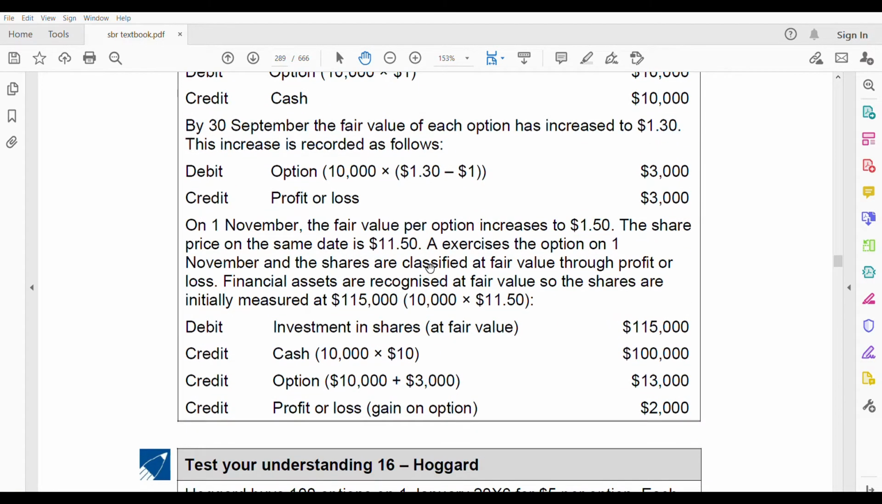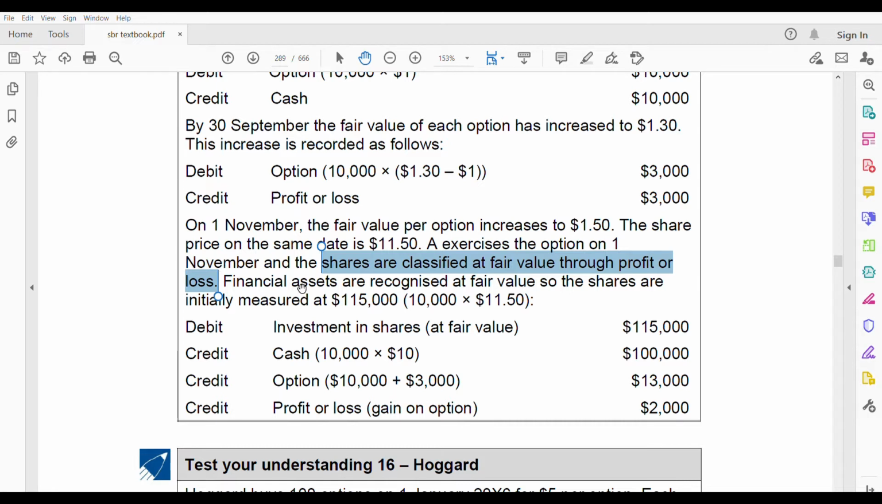Now on 1st of November, the fair value per option increased to 1.5. Share price on the same date is 11.5. A exercises the option on 1st of November and the shares are classified at fair value through profit and loss. Because you know what shares are? Shares are equity instruments, so you can measure them either at amortized cost or fair value through profit and loss. Here they have already told us fair value through profit and loss.